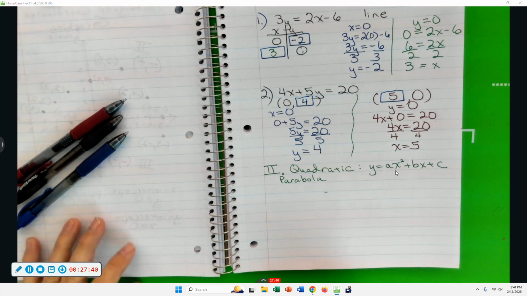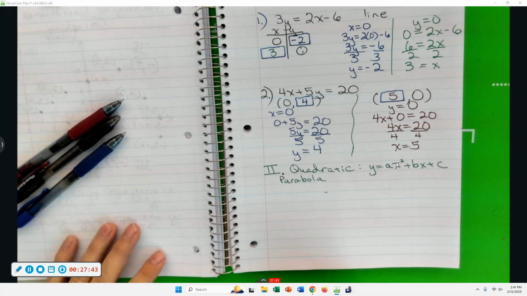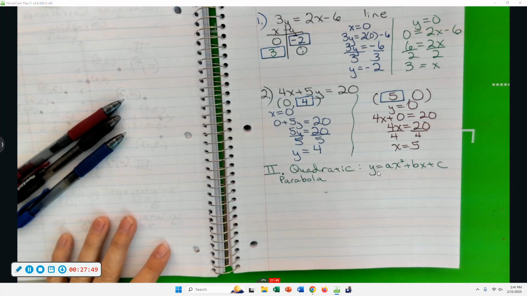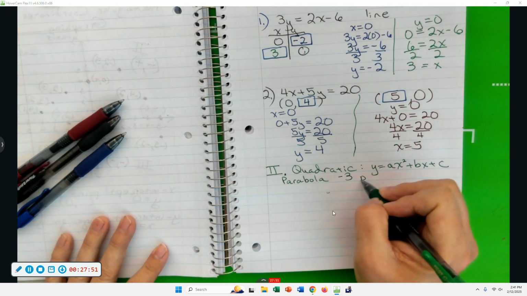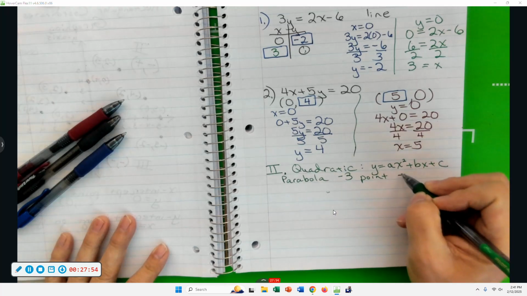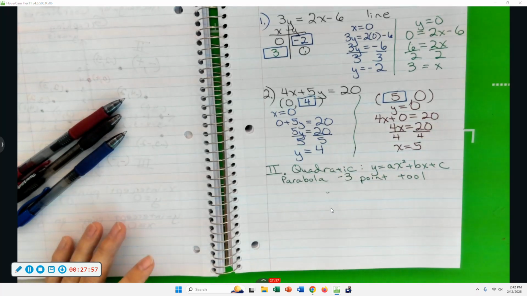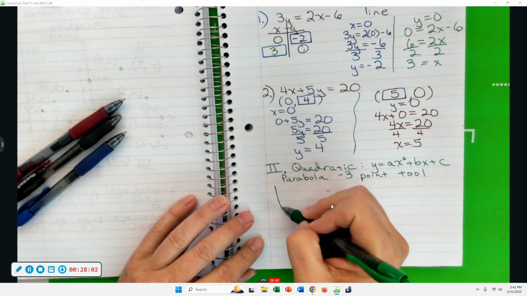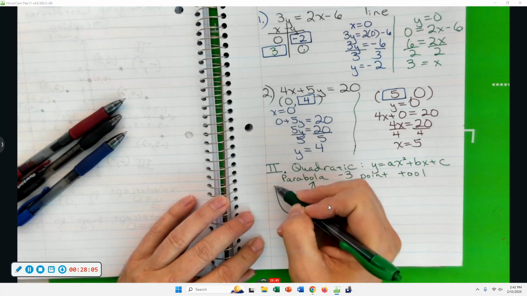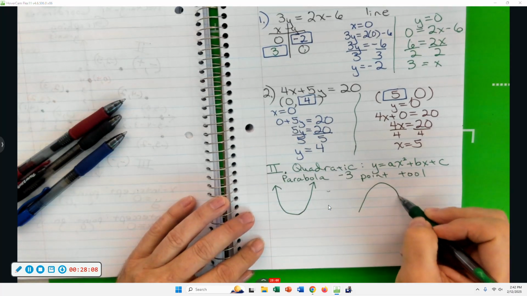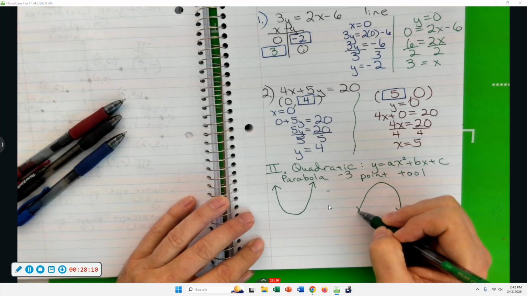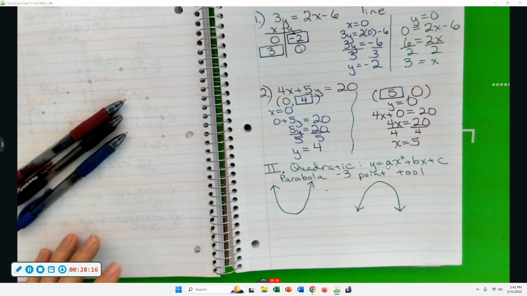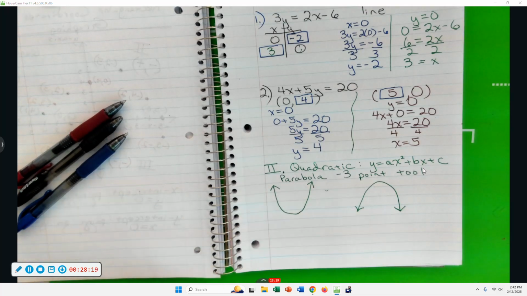We have a whole section devoted to parabolas and their applications. But for now, we have a 3-point tool that we'll be using. A parabola is a smooth U shape. The ones we're graphing will either open upward or downward. But when you look at an equation and you see that x squared, you should expect your graph to be a U opening up or down.